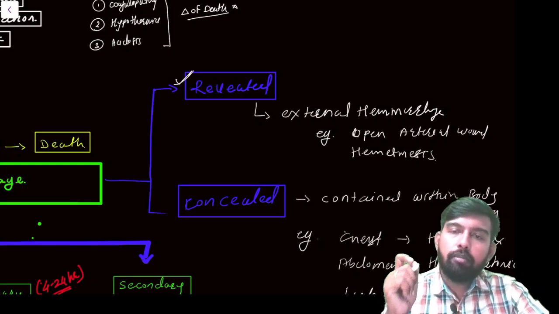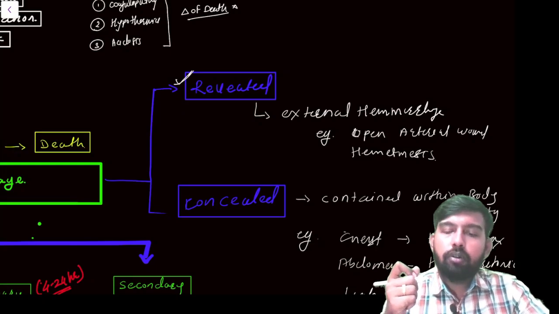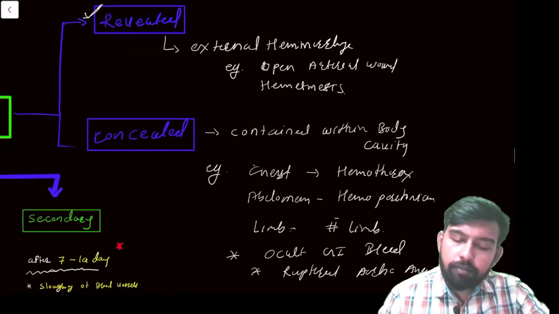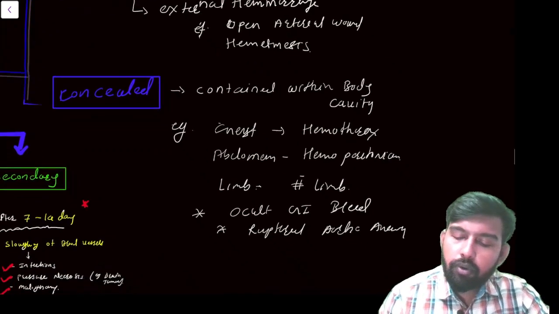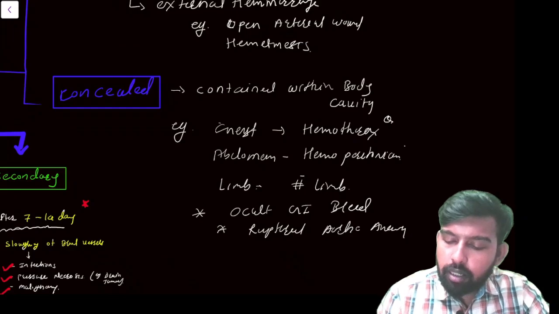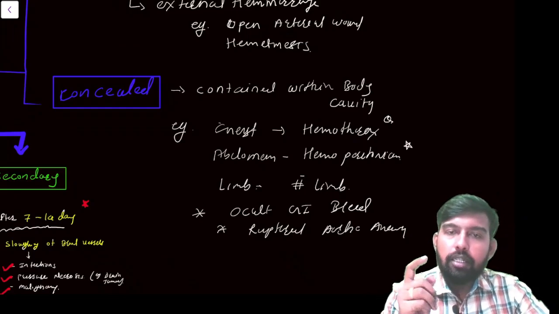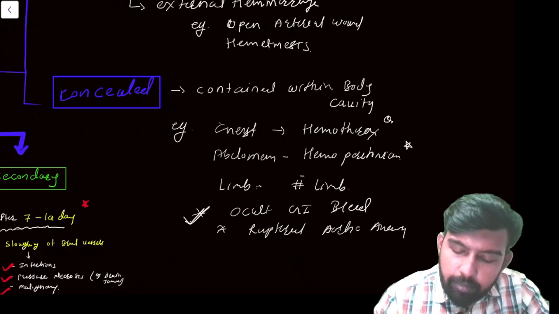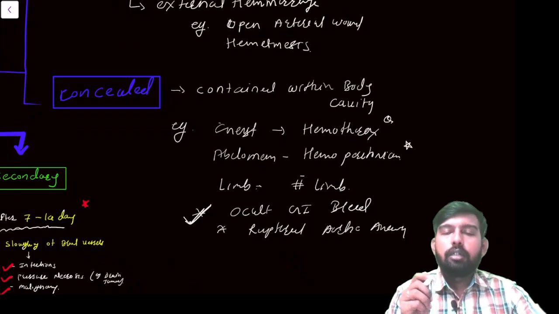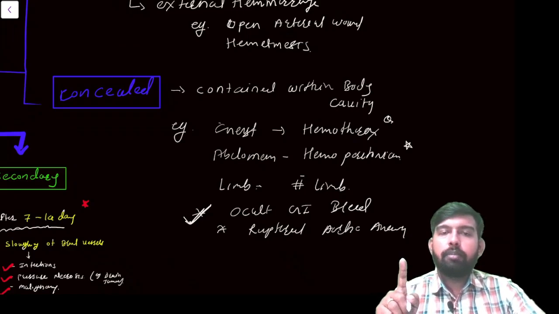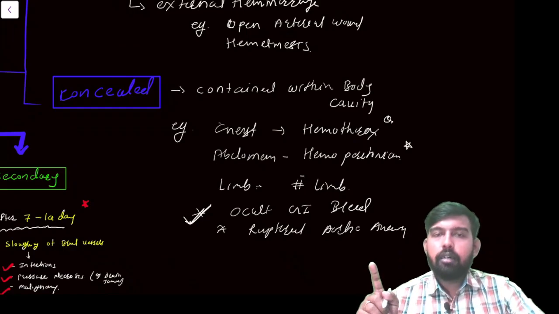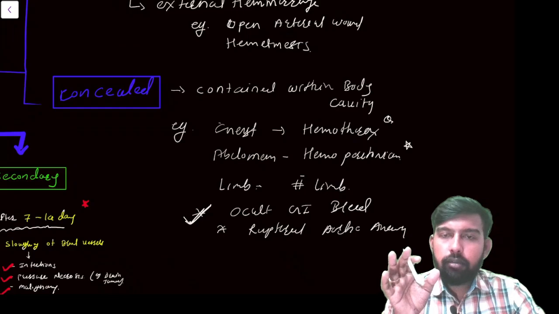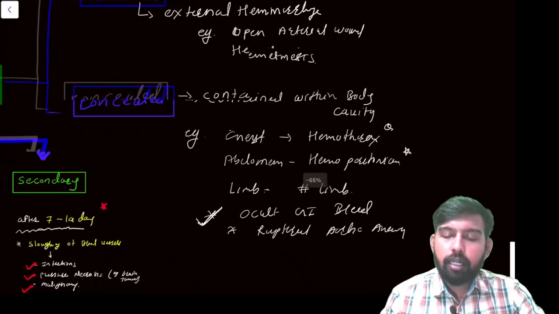But sometimes the hemorrhage is inside the body cavity, which cannot be seen by clinical examination alone. So a concealed hemorrhage could be due to hemothorax, hemoperitoneum, or fracture of a limb. It could be an occult GI bleed also, and there could be a discrepancy between the clinical assessment and the amount of fluid loss, because the blood loss is inside the body cavity.